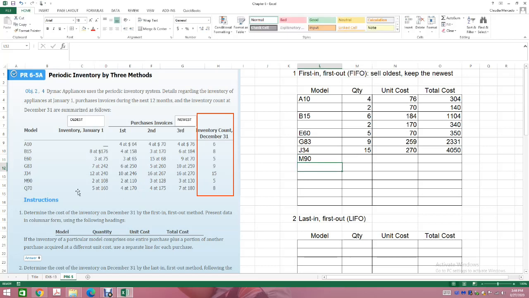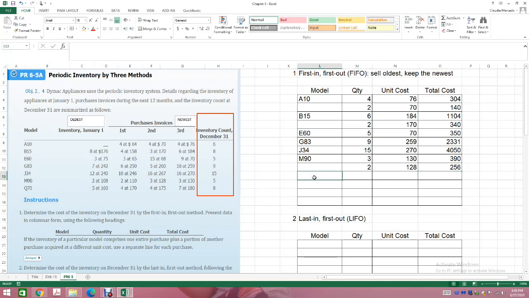The next one I have is M90. For M90, I'm keeping 5. I only have 3 in my third batch, so I'm going to keep those. 3 at 130. I need 2 more to complete my 5. So which ones are my next newest? Right here, the second purchase. So I need 2 more to complete my 5, and those are 2 at 128. That'll give me 256.